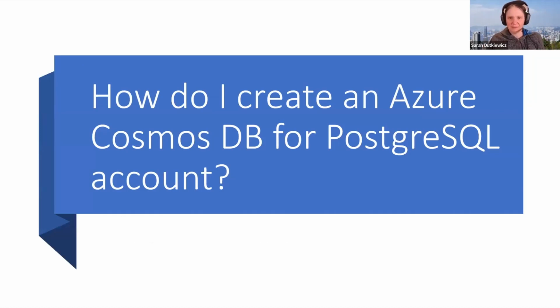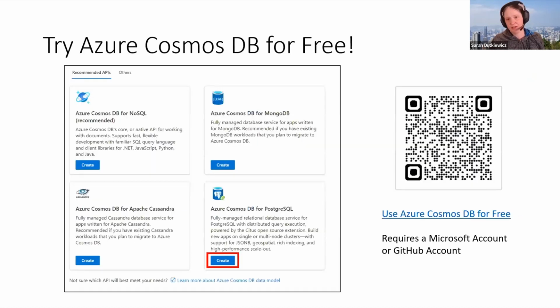So there are a couple options I'm going to show you. The first one is that you can try Azure Cosmos DB for free. Did you know that? Did you know that you can try Azure Cosmos DB for free, no credit card required? Just a Microsoft account or a GitHub account. You go to the URL cosmos.azure.com/try, or you can scan the QR code on the slide. But that'll take you to this Try Azure Cosmos DB for free.